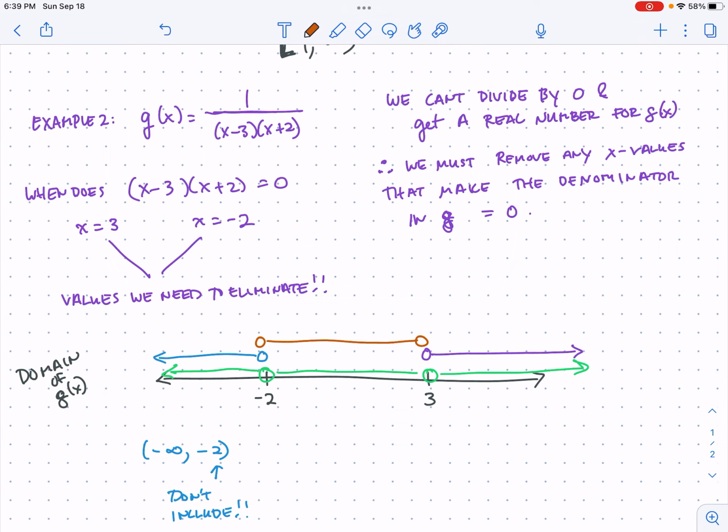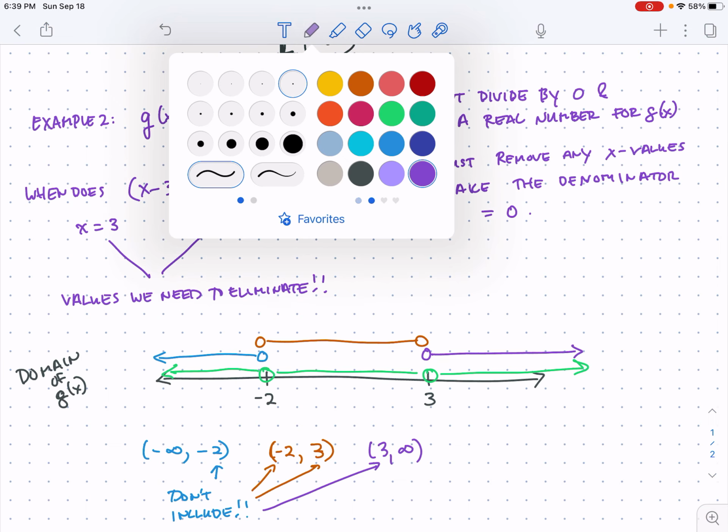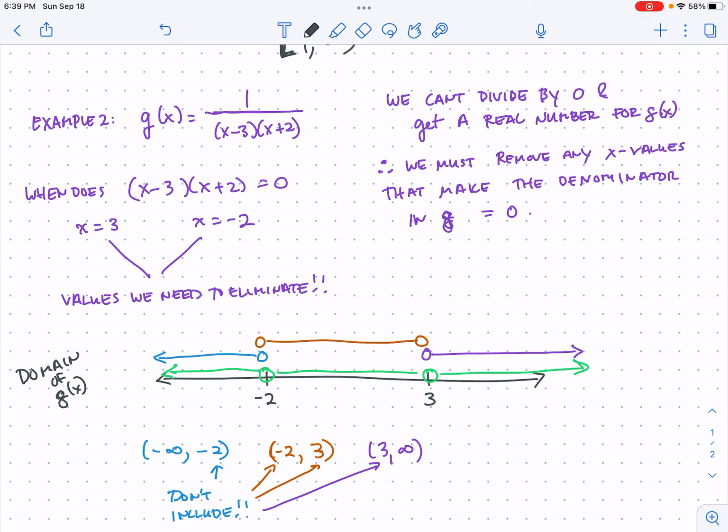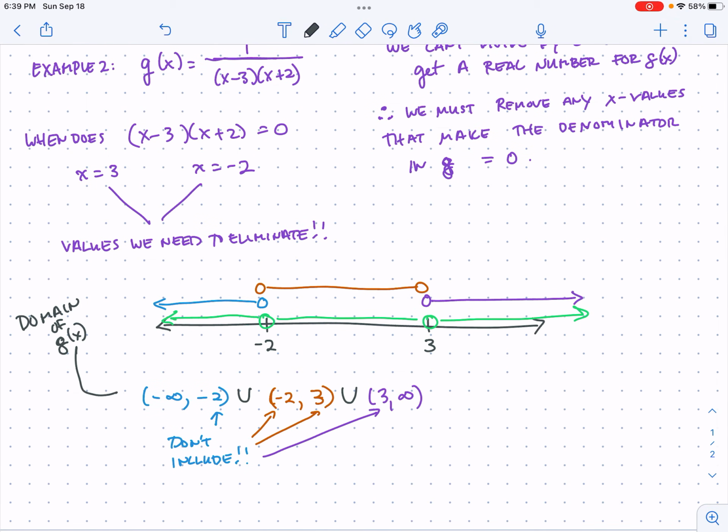This middle section starts at negative 2 and goes up to positive 3. And again, we don't include those 2 numbers, so they get parentheses. And then our last section starts at 3 and goes to infinity, neither of which gets included because we never include infinity. And we're excluding 3 because it makes our denominator 0. And then the last thing we do to make this nice and tidy via set notation is we put union symbols between those to say that we're taking all 3 of them together. All of them are included in our answer. So this right here is set notation for the domain of x, and here's just a picture of it.